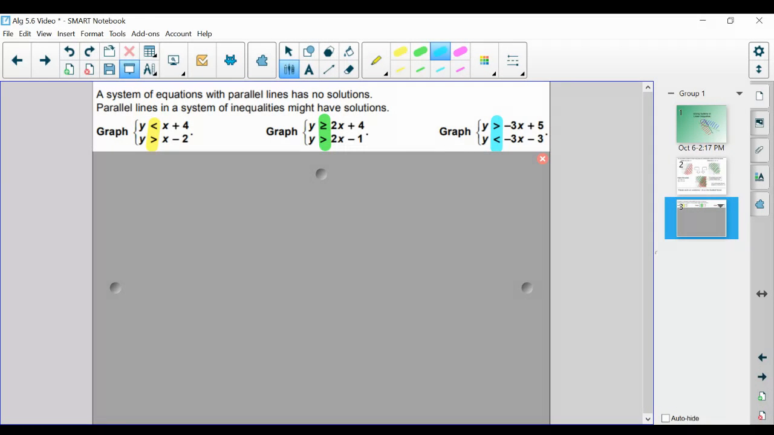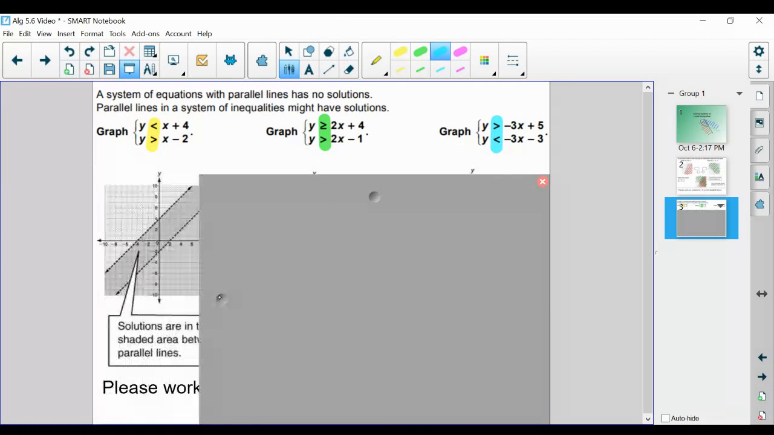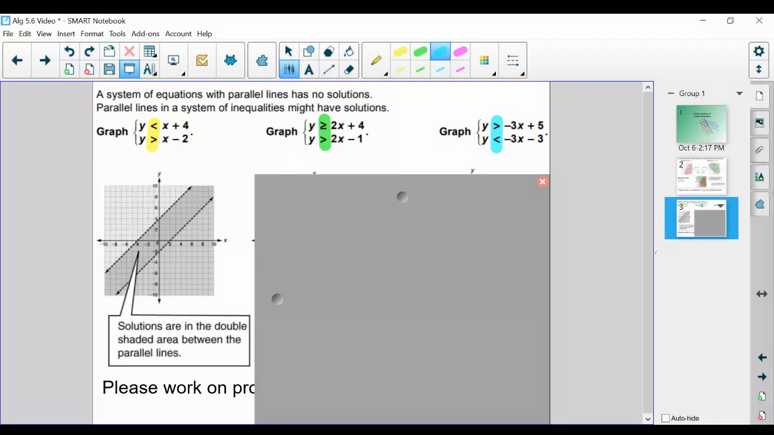All right, so let's see what actually happens. If we look at this first system, solutions are going to be in the double shaded area again, and those are going to happen between the parallel lines. One of the inequalities is shading below, the other is shading above. So we're going to have that set in between those parallel lines. That's going to be the solution set, which is, again, if you can't tell, because it is a little bit tough to see with these grays, it's going to be in between here.